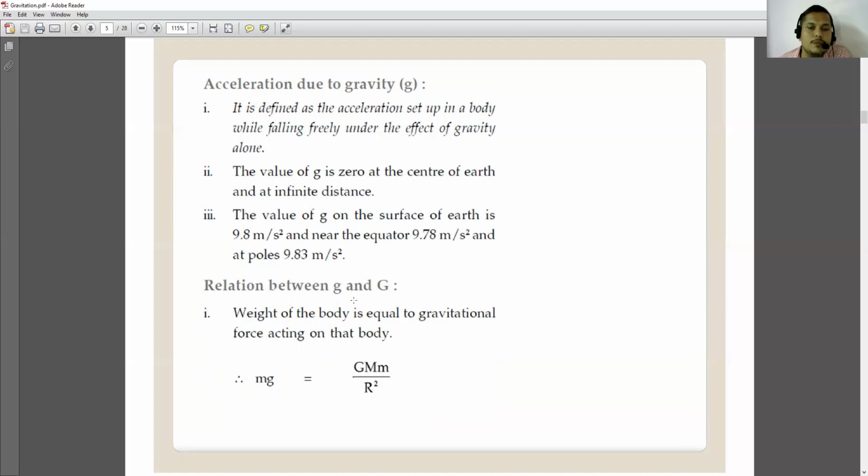The relation between small g and capital G, we can write it as: weight of the body is equal to gravitational force acting on that body. So it is written as mg, which is equal to GMm upon r square. That is the relation.